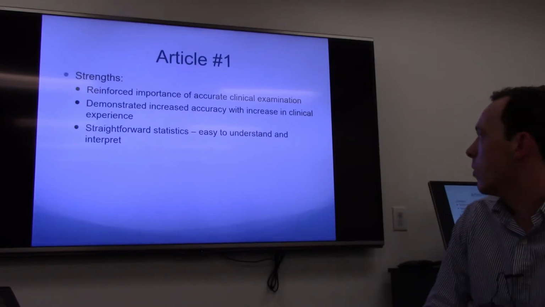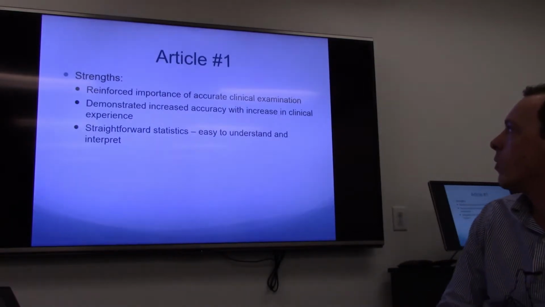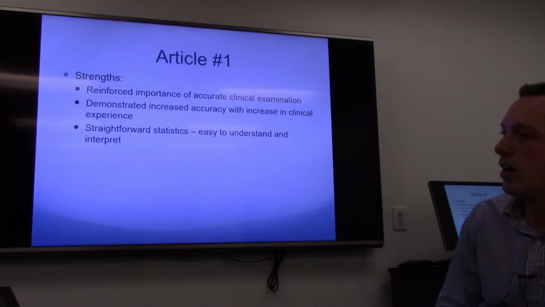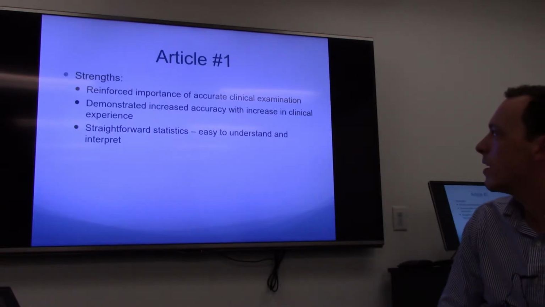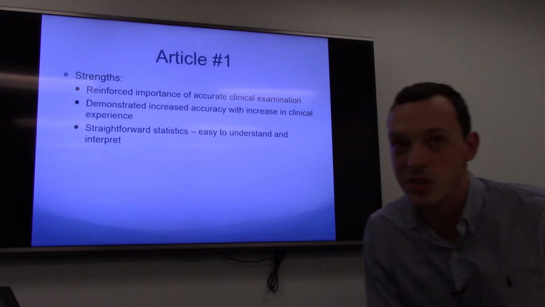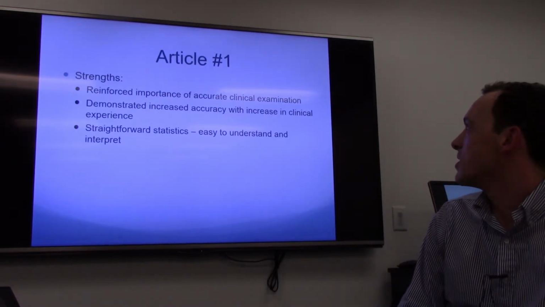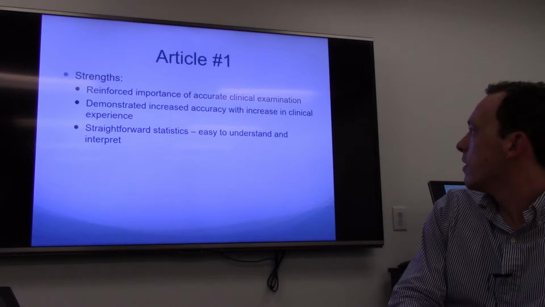So when it came to this article, I thought what it did well was it reinforced the importance of accurate clinical examination, with an increasing trend towards more technological and bedside ultrasound and all those types of things. I mean, there is the fear that clinical exam will go to the wayside, but this article said that it's even better than MRI with an experienced surgeon, so we should really be sticking to clinical examination.